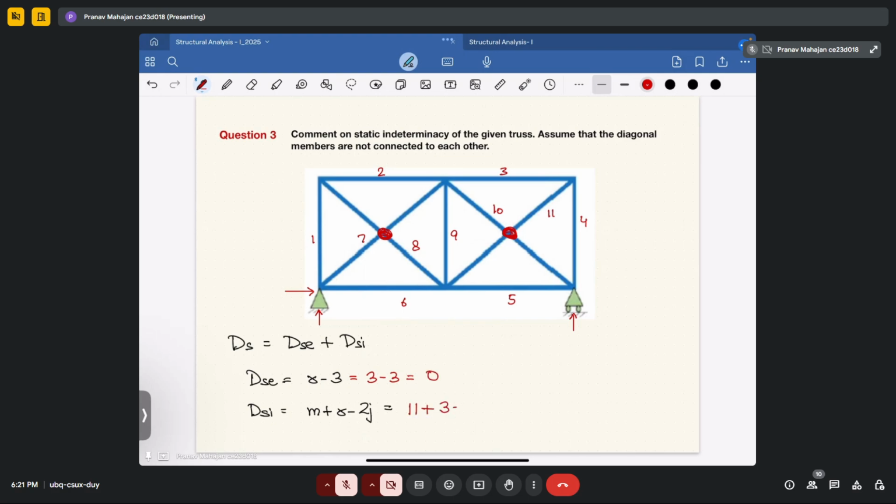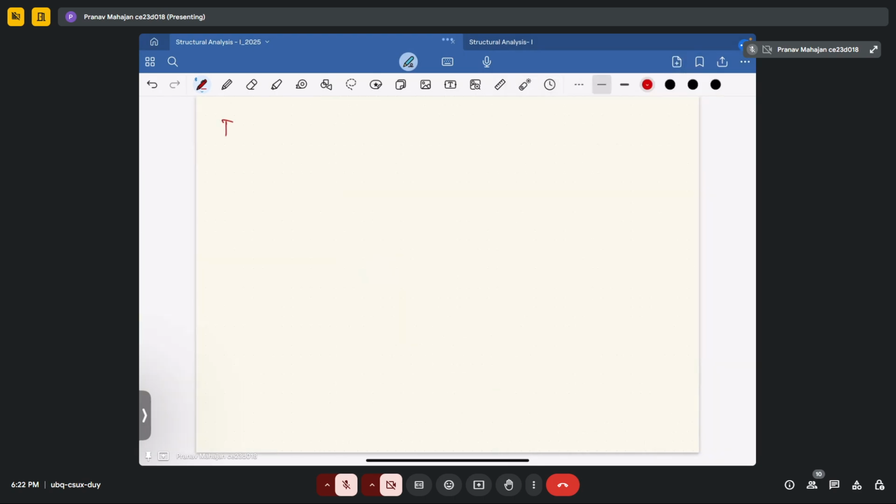r here is 3, minus twice the number of joints. So how many joints are here? 1, 2, 3, 4, 5, 6. Okay, so total 6 joints are here. That will become 14 minus 12 equal to 2. So your degree of static indeterminacy will become dSE plus dSI equal to 0 plus 2 equal to 2. Therefore, the truss is indeterminate and stable. The truss is indeterminate of degree 2 and stable.